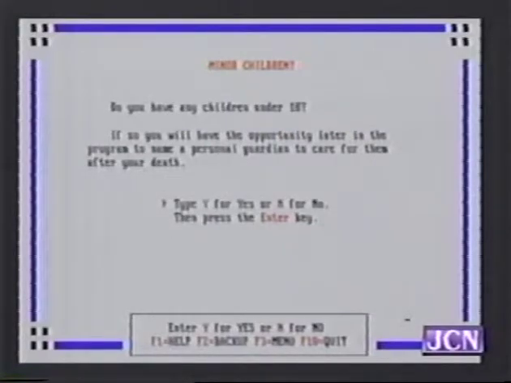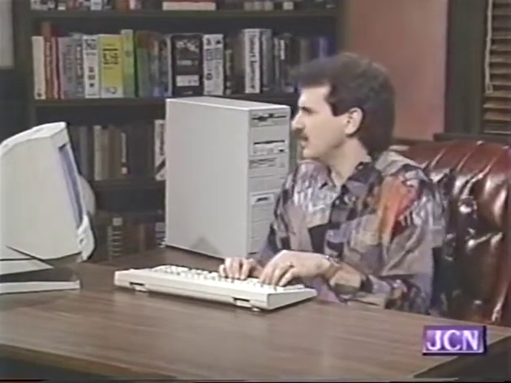Do you have any children under 18? No. Is this okay? Yes. Have any of your children died leaving surviving children? No. Is this okay? Yes. Do you want to make specific bequests? Yes, this is the important part. Yes, I do. This is where you leave your stuff to people.